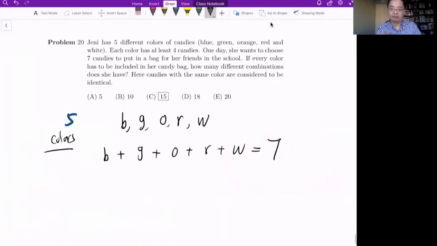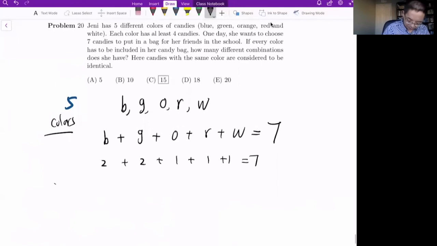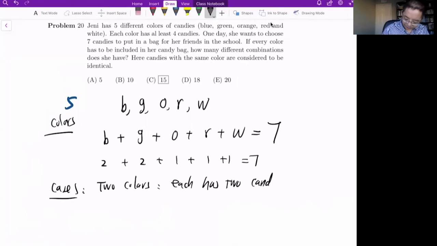Now, of course, it's not enough if you just have 1 from each color because you cannot make 7. So this says we have 2 situations. Either you have 2 colors, each color has 2, right? So let's say I have 2, 2, and then plus 1, plus 1, plus 1, this equals 7. So this is case 1: 2 colors, each has 2 candies. So like blue, blue, green, green, then 1 orange, 1 red, and 1 white.